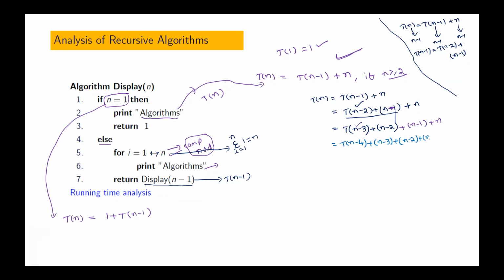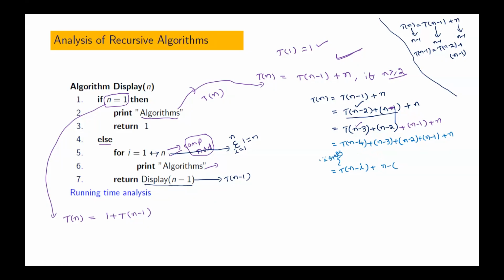Now we can generalize this. If n minus 1 is there, we have only the term n. If n minus 2 is there, we have n as well as n minus 1. If n minus 3 is there, we have from n down to n minus 2. If n minus 4, we have n down to n minus 3. So in general, if it is T of n minus i after i steps, what is the value that we will have? n minus i plus 1.